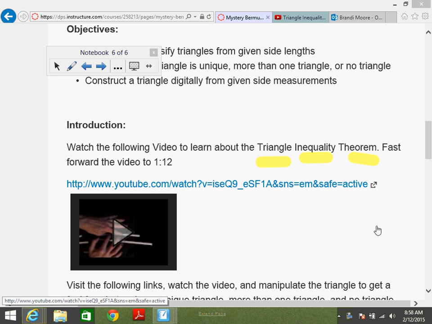Okay, so at the top of your paper, you should have the words triangle inequality theorem. And today, we are working to see if we can make triangles. Now, the first thing I want to ask you is the angle measures of a triangle. How many degrees are the three angles inside of a triangle? Does anyone remember that? If I add up the three angles inside of a triangle, how many degrees would that be? Mickey. All together, all three angles add up to what?